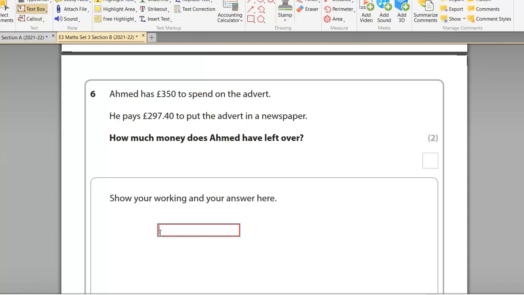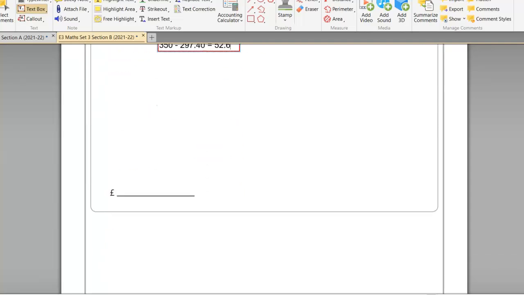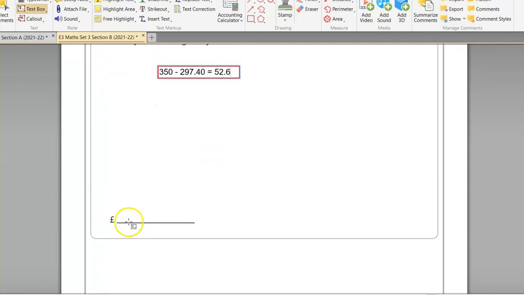So £350 is how much money he's got, and he needs to pay 297.40. So on your calculator, you simply need to do 350 minus 297.40. And on your calculator, it says 52.6. So your answer here is going to be £52.60.